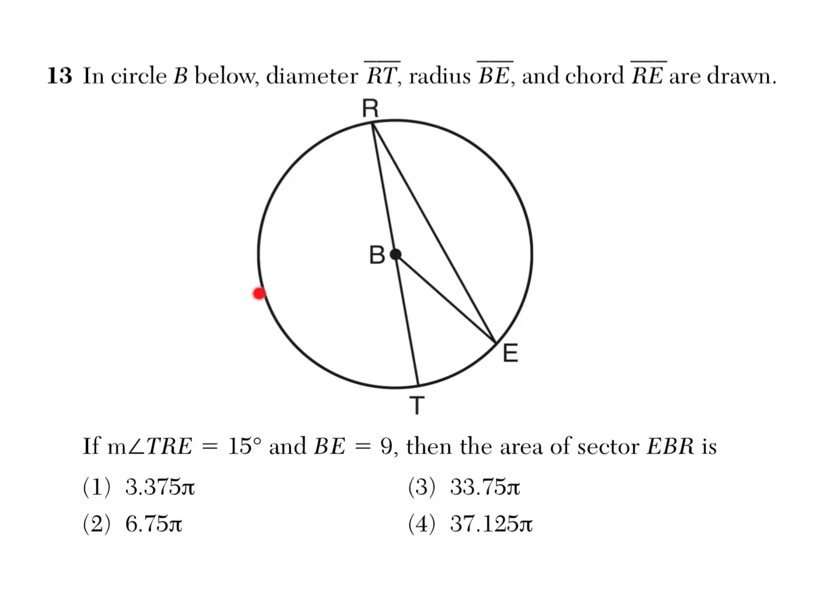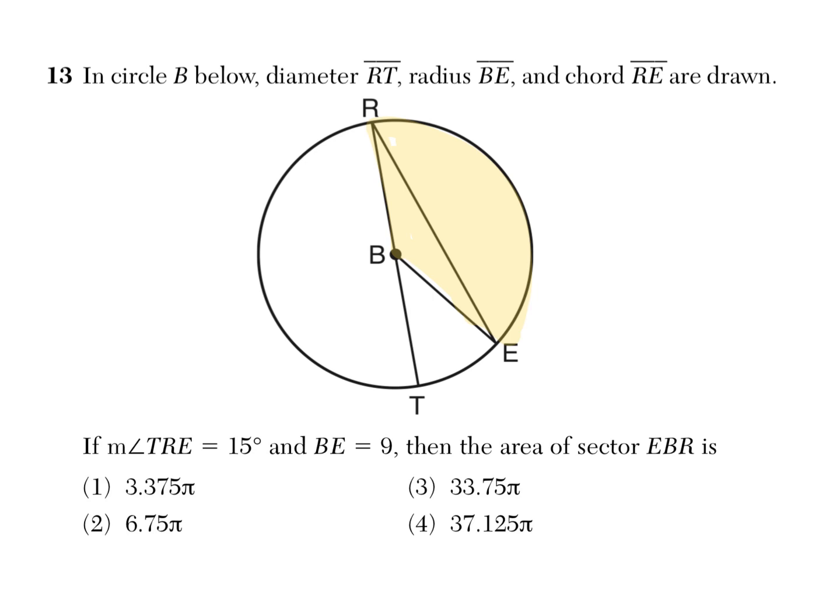Question number 13. Circle B below, we got diameter RT, radius BE, and we've got chord RE. It says if angle TRE is 15 degrees, that little sliver right there, and BE is 9, and I know that's the radius, then we need to figure out what the area is of sector EBR. So I'm going to highlight that in yellow. So ladies and gentlemen, this is our objective.